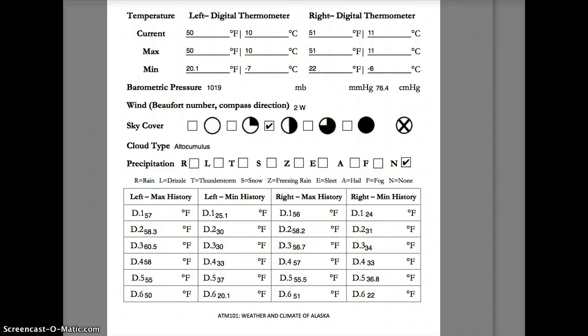My barometric pressure rose throughout the week, where it started at 116 millibars and rose to 119 millibars.